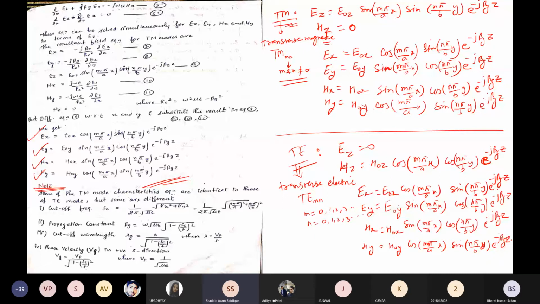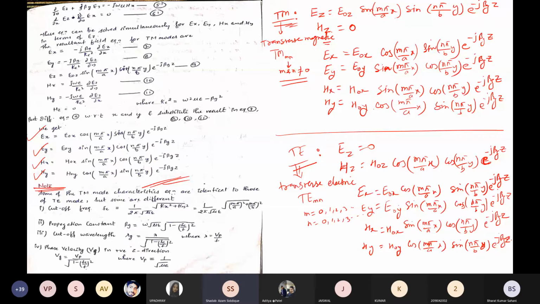Now we have the note here, so try to see what is the note. Whatever the solutions, whatever the formulas which we have solved for the TE mode, transverse electric mode, that is all applicable for the TM mode. But some of them are different. Few, not all. You cannot say all. Few of them are different. So for the TM mode, most of the formulas are the same. Few are different. We'll see what few are different. So first of all, we have a cutoff frequency.